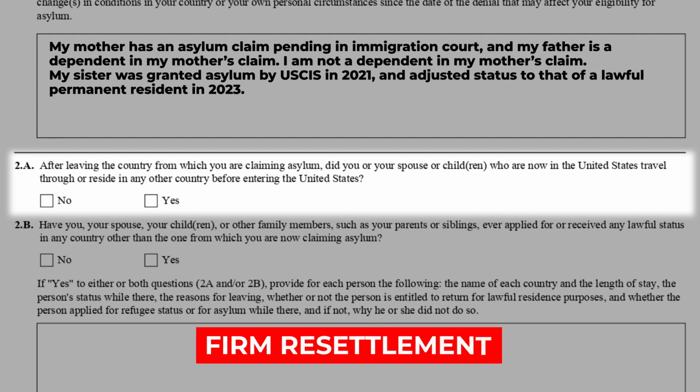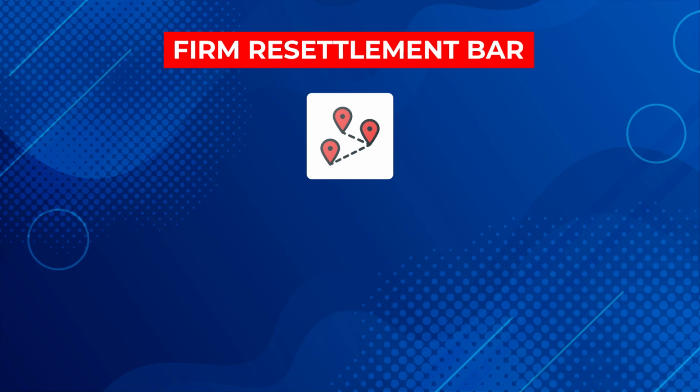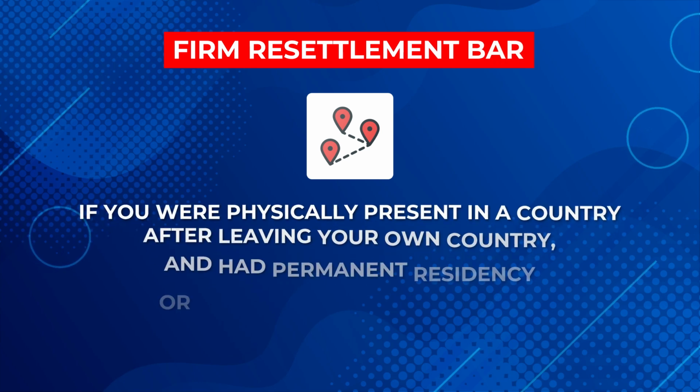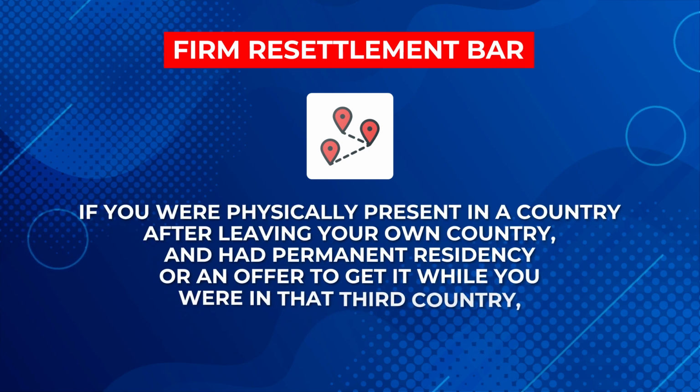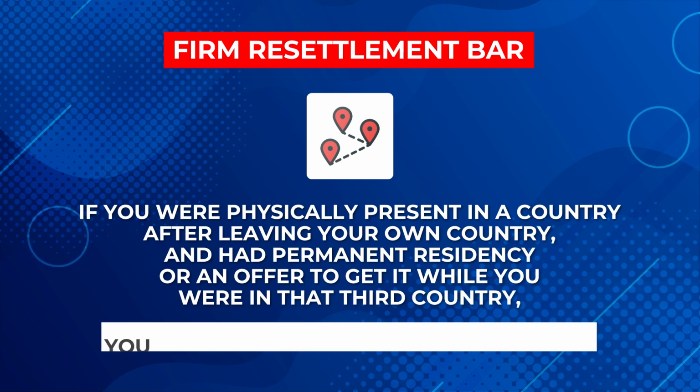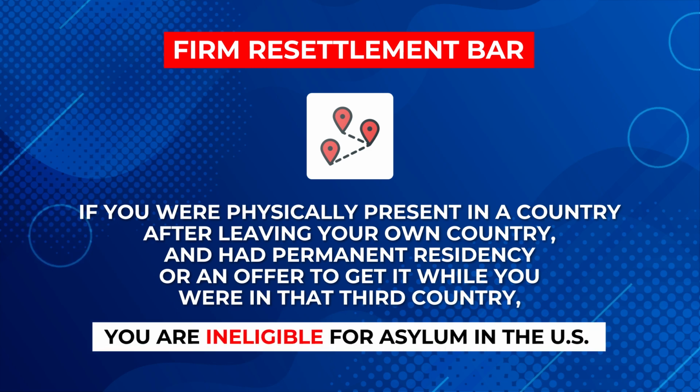That question says, quote, "After leaving the country from which you are claiming asylum, did you or your spouse or children who are now in the United States travel through or reside in any other country before entering the United States?" This one is important. What they're getting at here is something called firm resettlement, and it affects a lot of people. You see, U.S. asylum rules say that if you were physically present in a country after your last departure from your own country, and you had permanent residency there or an offer to get it, you can't get asylum in the United States. This is called the, quote, "firm resettlement bar."